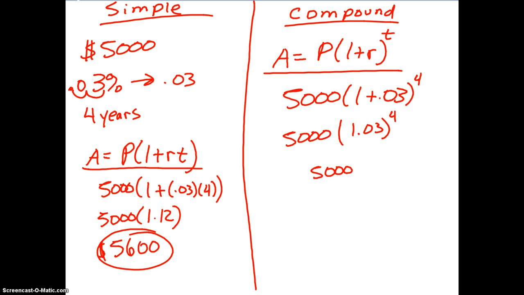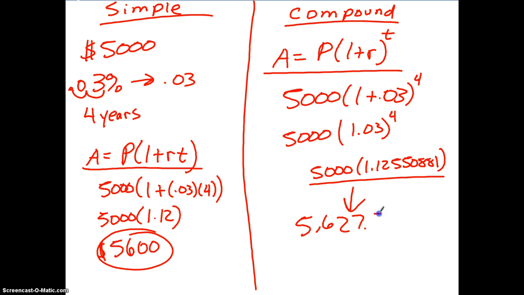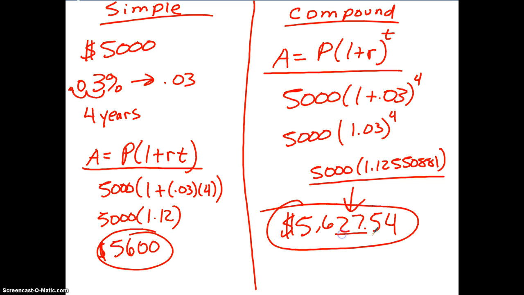Okay, back to the problem. This is going to get me 1.125508881. Multiply these two together, times 5,000, and I get $5,627.54. That's 27 more dollars than here.